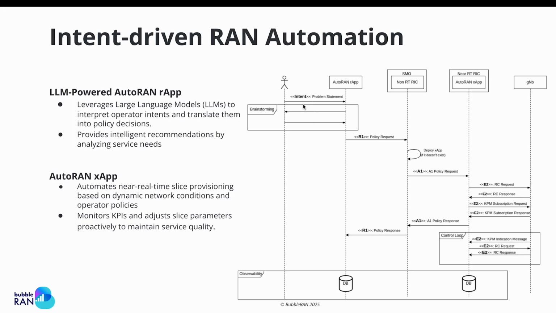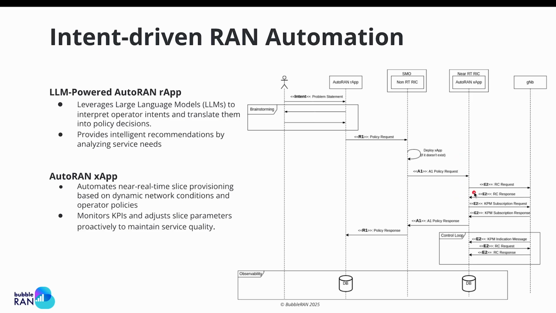The process starts with the operator expressing an intent, such as: I need a slice optimized for watching YouTube, or VPN, for instance. The rApp performs brainstorming with the user, and after analyzing the intent and finding a policy goal, it generates a policy request and sends it to the non-real-time RIC via the R1 interface. Once the non-real-time RIC receives the policy, it validates it and then finds the target. If the appropriate xApp is not already deployed, the non-real-time RIC triggers a request to management entities in the SMO to deploy the xApp. Then it sends the policy via the A1 interface to the near-real-time RIC and the AutoRAN xApp.